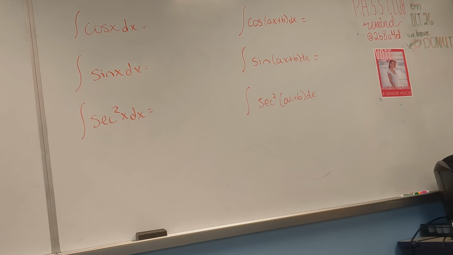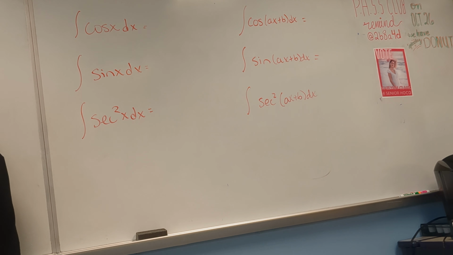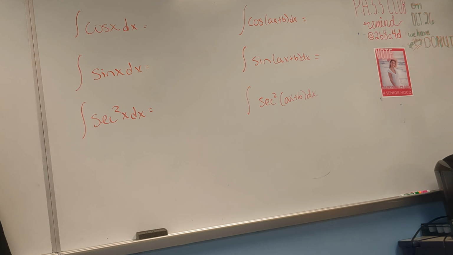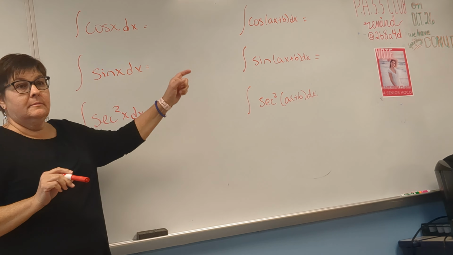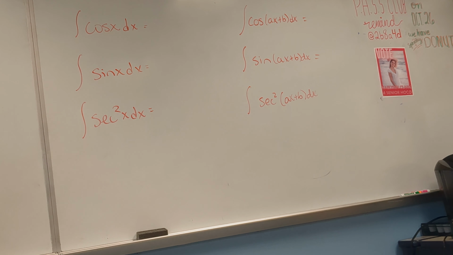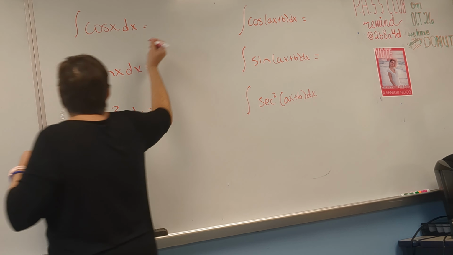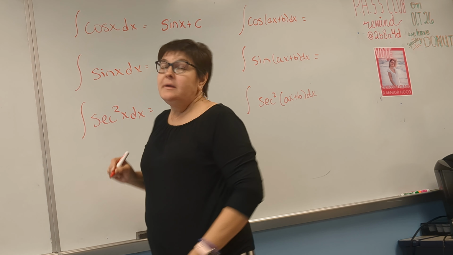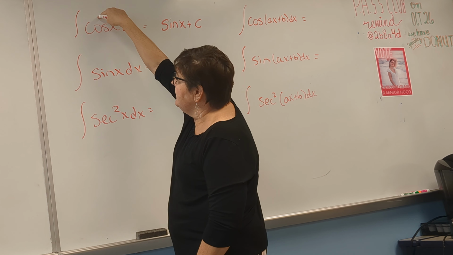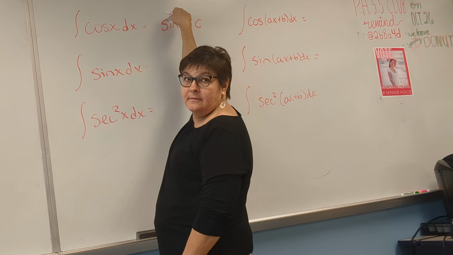The reason they give you those is, what's the derivative of the word sine? Positive cosine, right? So what's the integral of cosine? Let's start fresh again. What's the derivative of the word sine? Cosine. So what's the integral of cosine? Sine. The derivative of sine is cosine. The integral of cosine is sine.